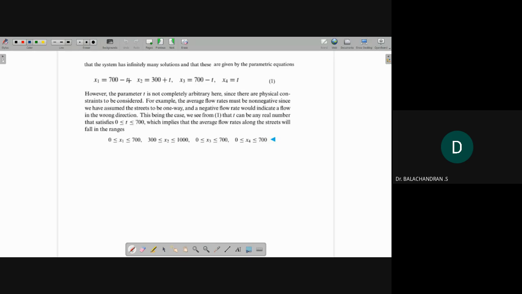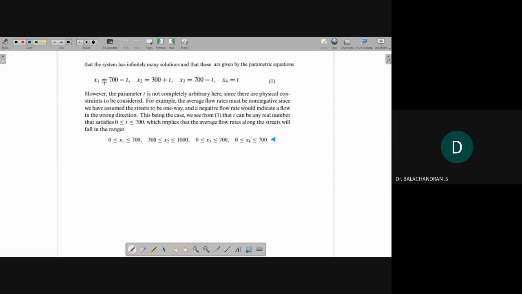So if it is 700, x1 is 0. Minimum 0. 0 means x1 is 700. So the values of x1 lie between 0 and 700. Similarly, the value of x2 lies between 300 and 1000. When t is 0, it is 300. When t is 700, it is 1000.